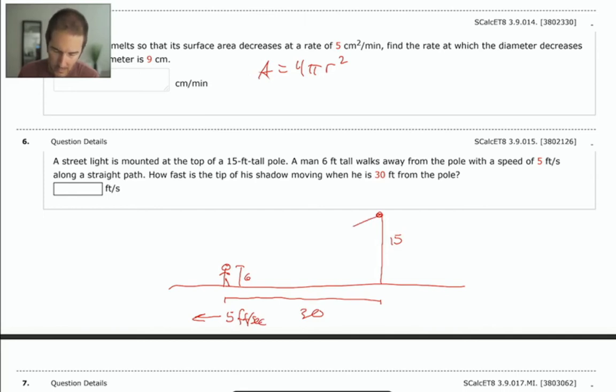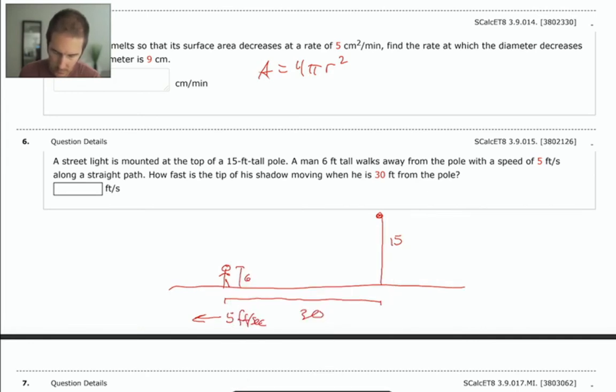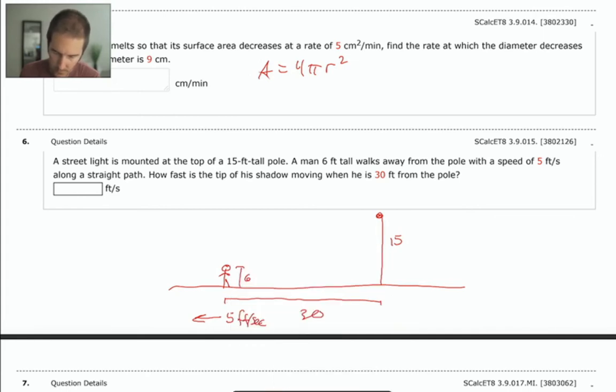So this light is shining. The digital pen is so nice that I can just grab a different colored highlighter and change the opacity of it, and it's so much fun. So here's his shadow on the ground.